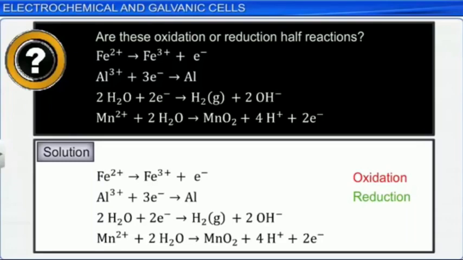Equation 3 is a reduction equation. Electrons are gained. Equation 4 is oxidation. 2 electrons are lost.